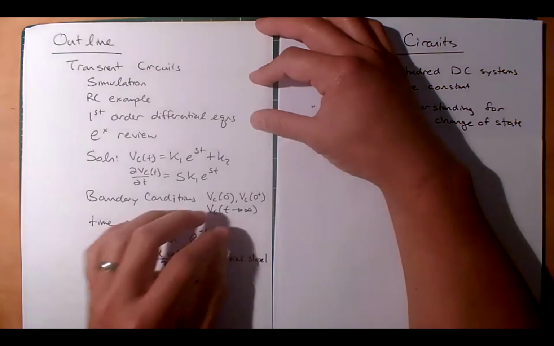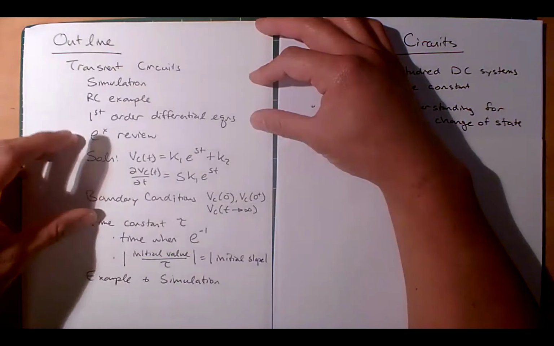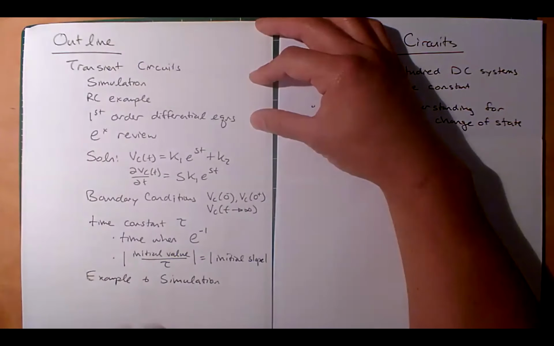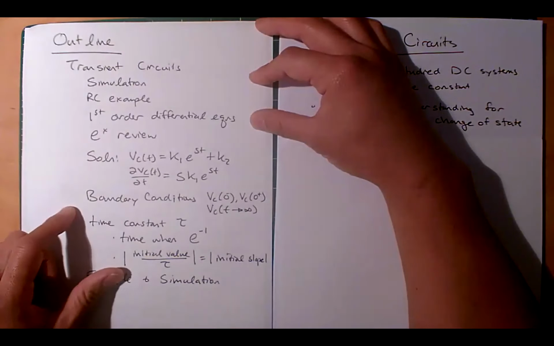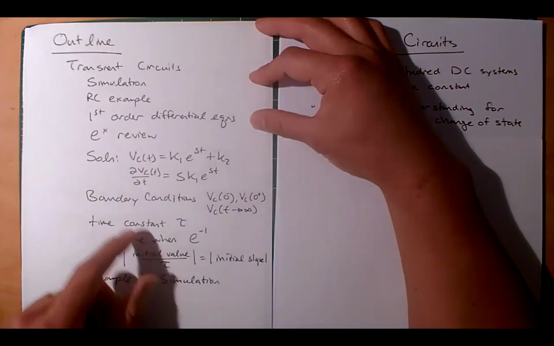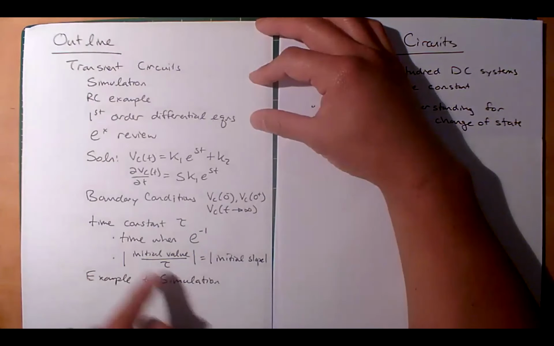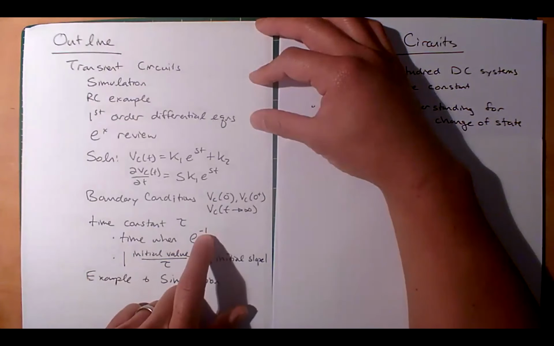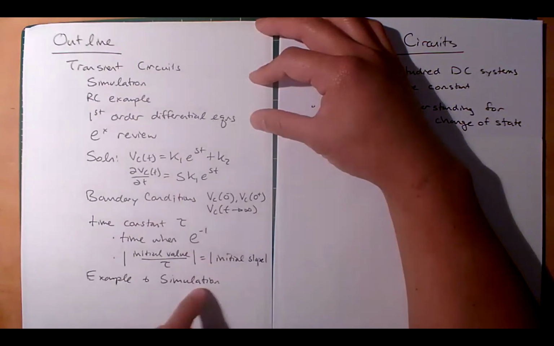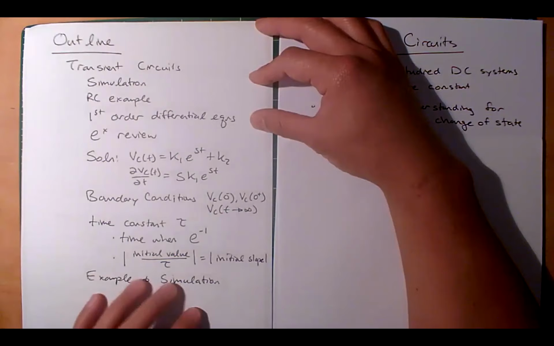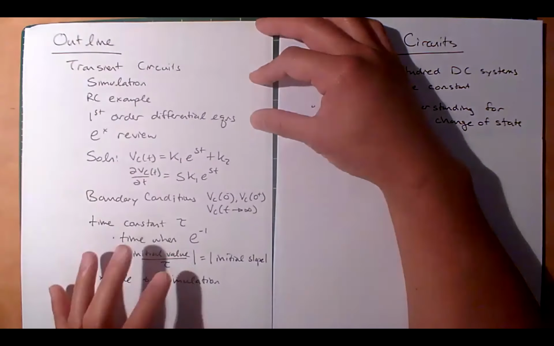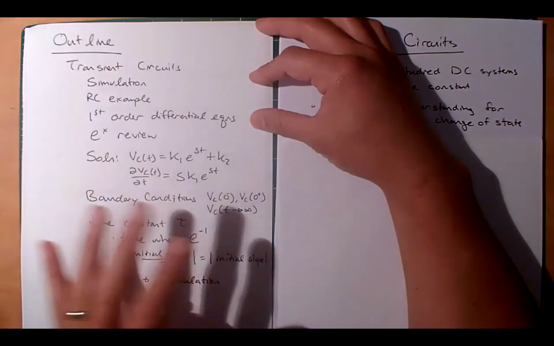And I know all this might seem like, what's going on? This is a little crazy. Don't worry, I'll explain everything. We'll talk about time constants. This is a very important concept when figuring out how fast a voltage charges up or discharges. It's the time when you get a -1 in your exponent in your solution. Another property is that the initial value divided by the time constant will be the initial slope of some of these plots. And then we'll go over another example in simulation. So I know this might seem like a lot, but I'll walk you through everything, don't worry.